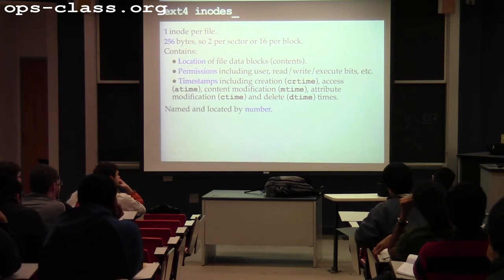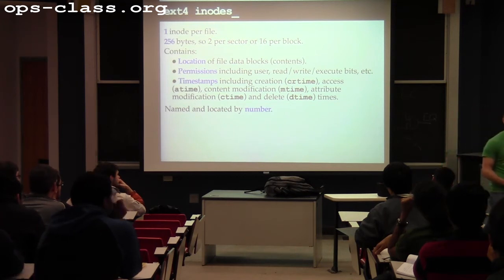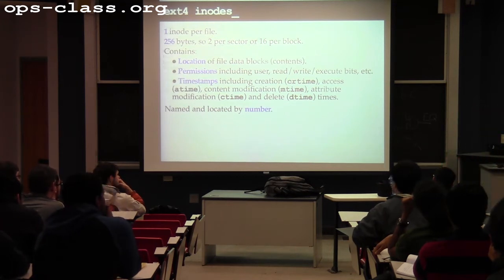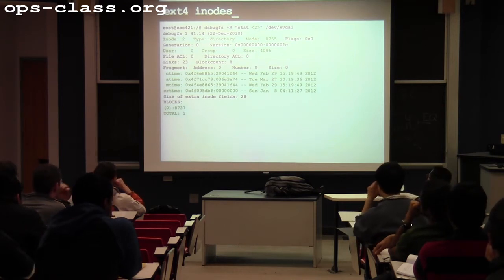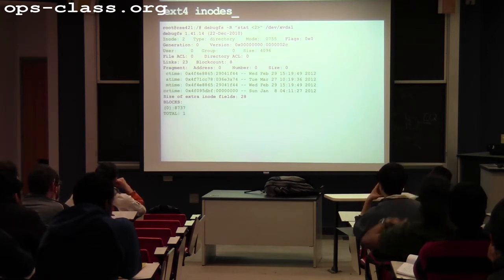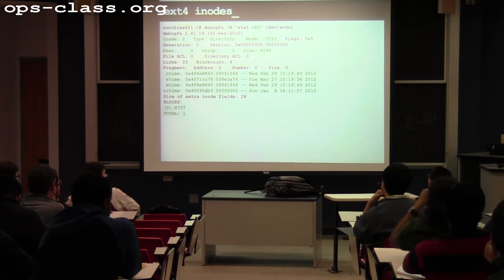And like everything computers use, inodes are named and located by number, right? So here is some output from a cool tool called debugfs. I don't have to worry too much about this. This is an ext4 file system that's mounted at dev xvda1. This was on an Amazon virtual machine, which is why the device names are a little weird.